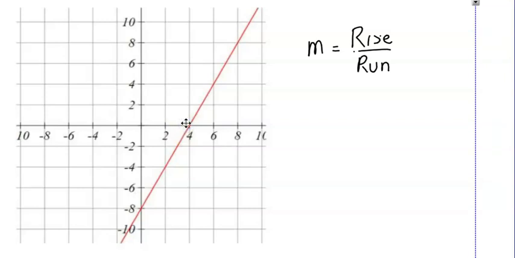How much do I rise? Pay attention to where you are. On negative 8. How do you get to 0? You go up 8. Okay, so 8 is positive. The rise is 8. Now I'm here on the origin. How much do I have to go to get to the x-intercept?